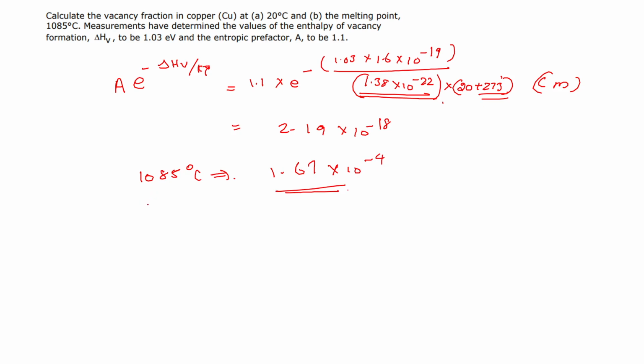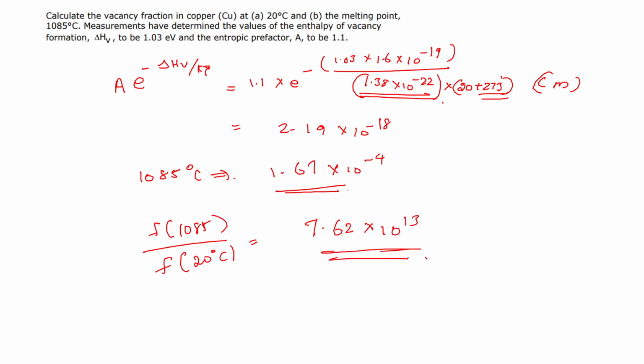And here it's our vacancy fraction. So take the ratio of the fraction at 1085 divided by that at 20 degrees. Then you have to find the total, and the final answer will be 7.262 times 10 to the power 30. This should be your answer.